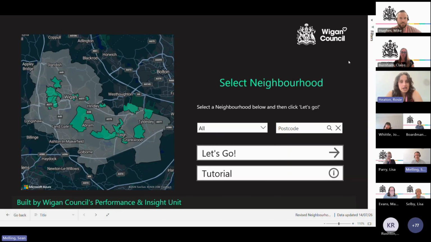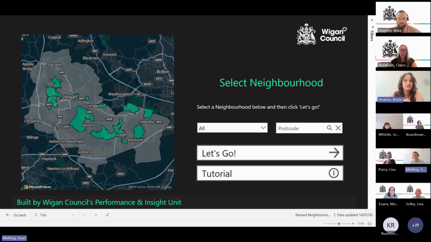So we want to create a shared and trusted, evidence-based, single version of the truth that supports professionals, but partners and communities too, to better understand their areas, plan effectively and work together. So it does complement our wider health data profiles, but this is more than a data product. The whole point is the insight that you get from it.